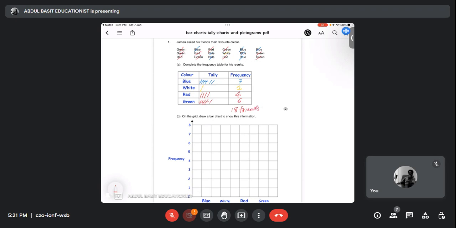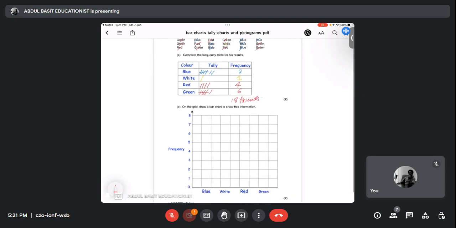Now it's time to draw a bar graph. There is blue, and blue is seven. So let me pick a blue color. You have to use the ruler throughout the exam. Now the blue pillar. Then we have one as white, so one as white like that. Okay, red is four in number.